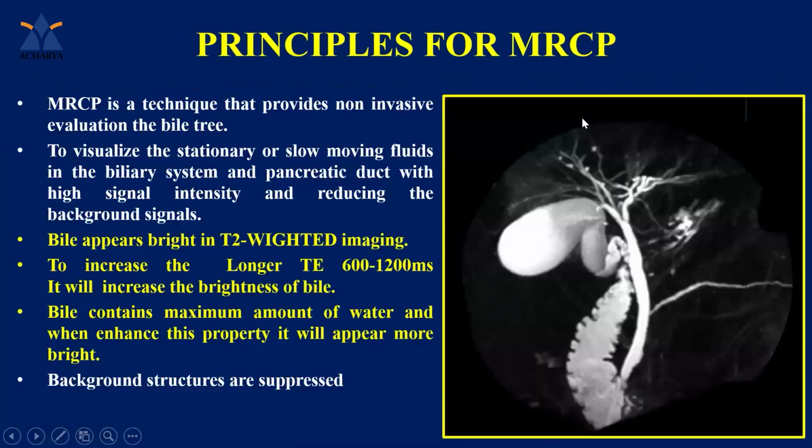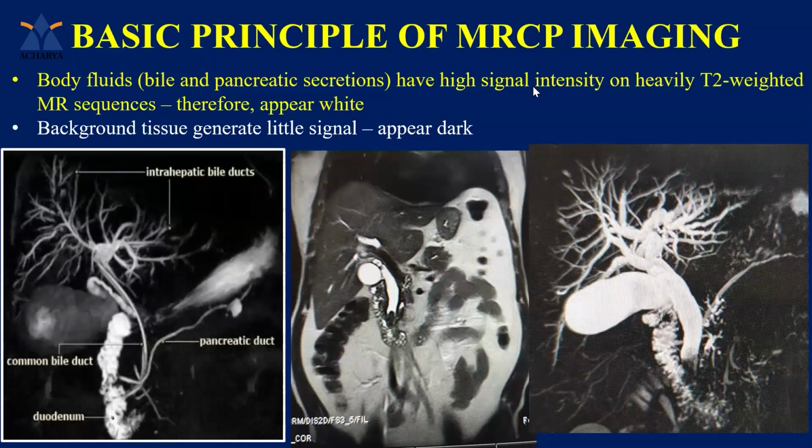Now we can see the basic principles of MRCP imaging. Here you can see three images. This is T2 weighted imaging. This is heavily T2 weighted imaging. What is the difference between T2 weighted imaging and heavily T2 weighted imaging?